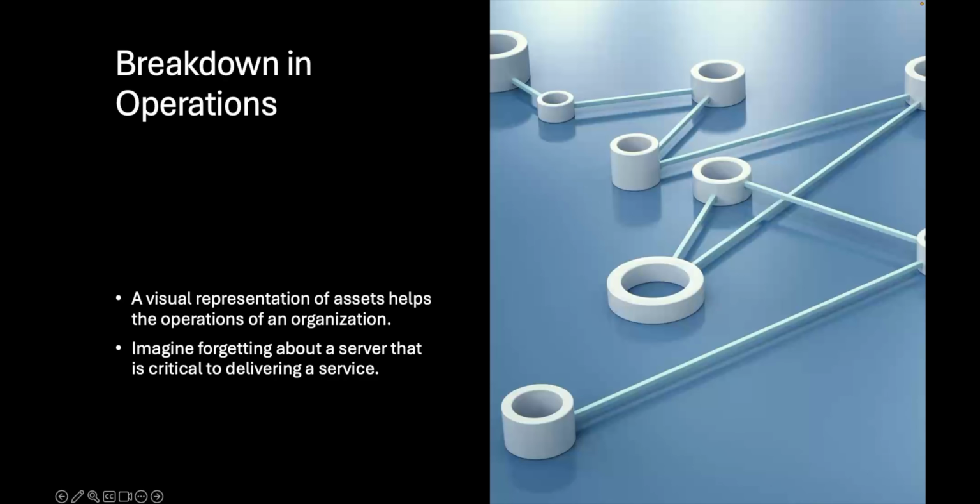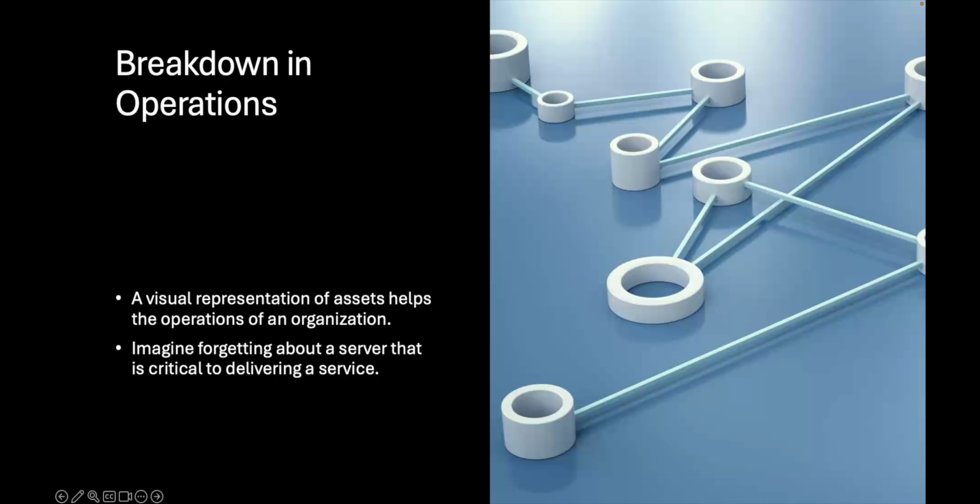So the breakdown in operations is pretty simple. A network diagram is a visual representation of assets. It helps the operations of an organization. It usually helps an operations manager who is not an IT resource but needs to know how IT is visualizing things, and they just need to know where things are.